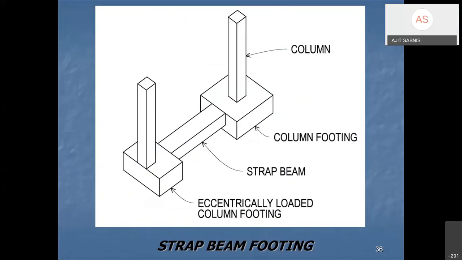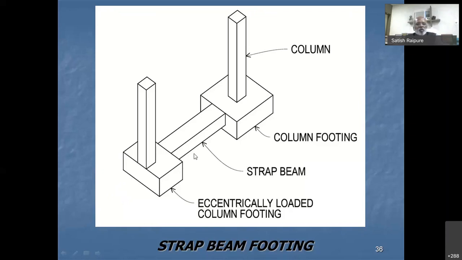Another typical case of foundation is when we have common wall structures, in dense areas or in cities where there is mass housing and the plots are very small, and the municipal corporation allows a common wall between two adjacent plots. And when there is a common wall between two adjacent plots, you cannot go beyond your plot boundary. Here it is your plot boundary, and you cannot go beyond this because this land belongs to some other person. You cannot encroach into his land.